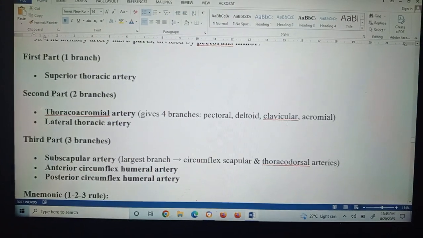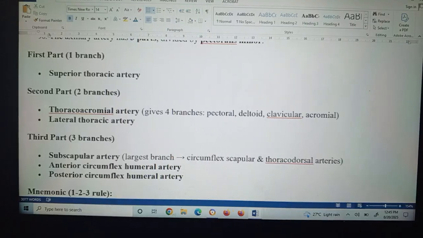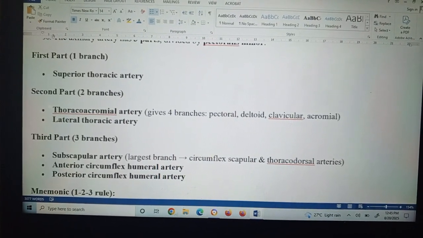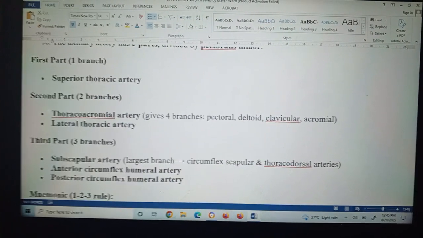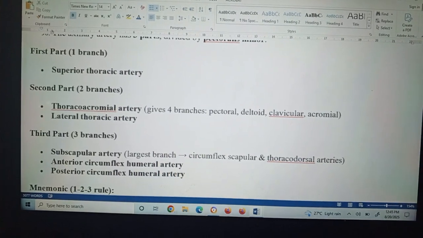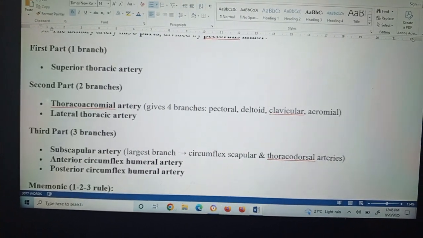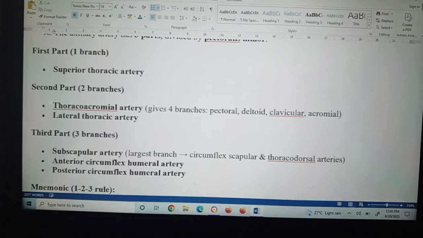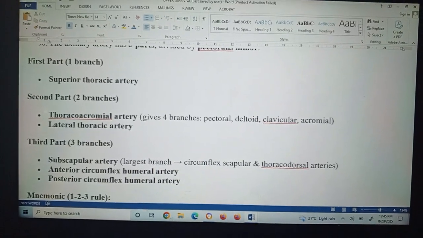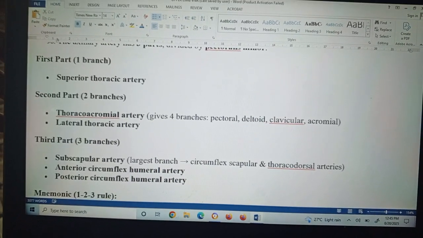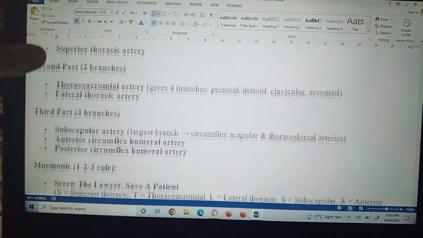First part is the superior thoracic artery. Second part has the thoracoacromial artery, which gives rise to 4 branches: pectoral, deltoid, clavicular, acromial, and then the lateral thoracic artery. Third part is the subscapular artery, which is the largest, which I have already told you. It further gives rise to the circumflex scapular and thoracodorsal arteries, and there are the anterior circumflex and posterior circumflex humeral arteries.